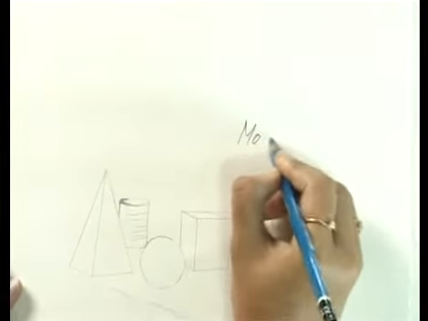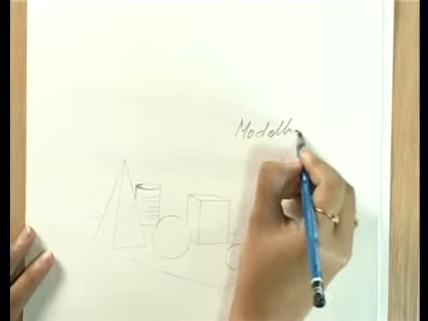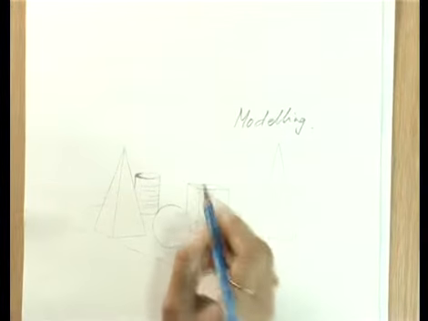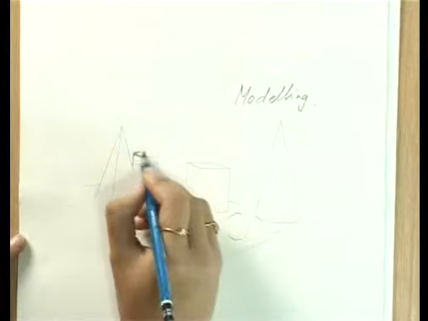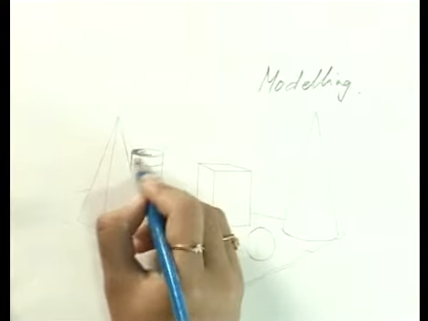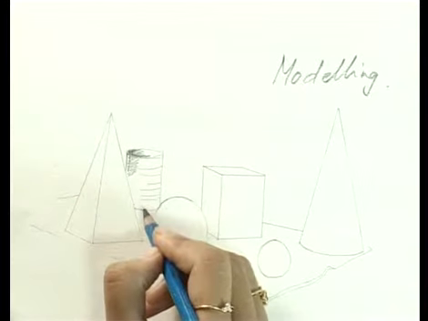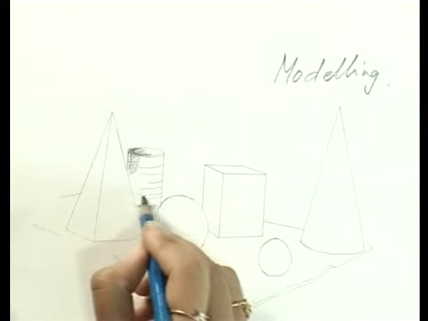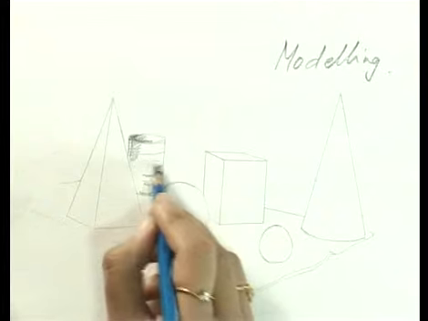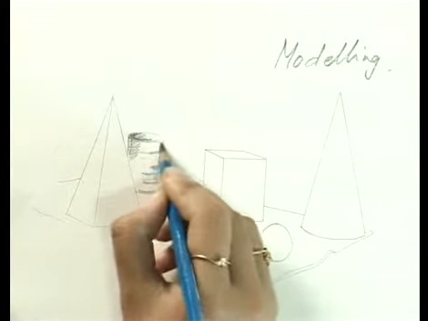Modeling. The principle of modeling, adding light and texture, shading or shadowing to a drawing, brings out its three-dimensional quality, which can be seen in this drawing.